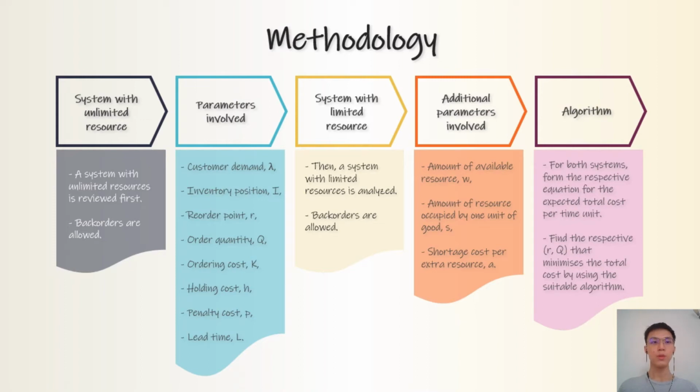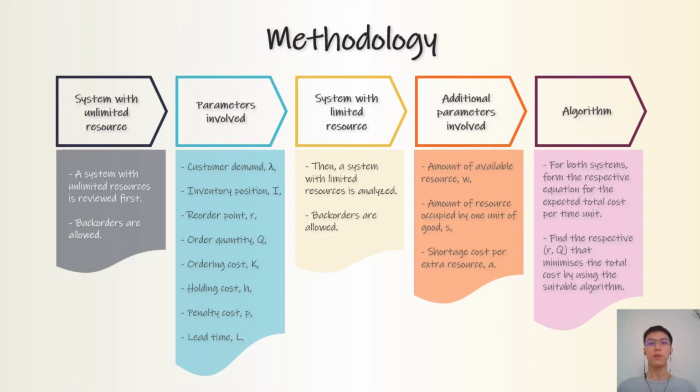In methodology, a system with unlimited resources is reviewed first, and back orders are allowed. The parameters involved are customer demand lambda, inventory position capital I, reorder point R, order quantity capital Q, ordering cost capital K, holding cost H, penalty cost P, and lead time capital L.